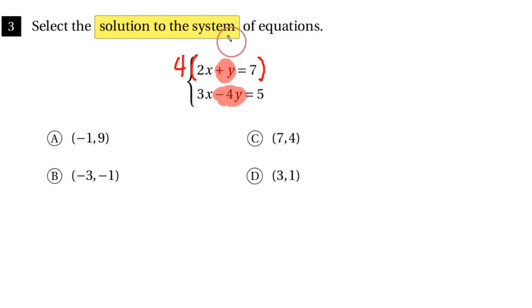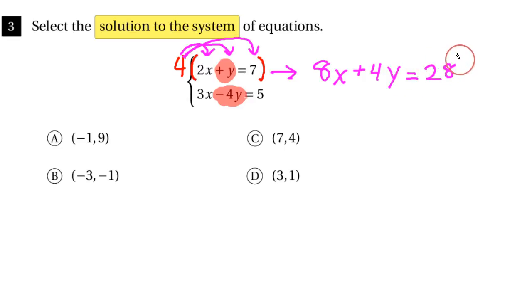Now when I do this, the important part is to remember that that 4 is multiplying every single term in that equation. So the new resulting equation that I'm going to get is going to look something like 8x plus 4y equals 7 times 8 is 28. Am I doing that right? Yes, I'm doing that right. And then this equation is just going to remain unchanged, and it's going to be 3x minus 4y equals 5.